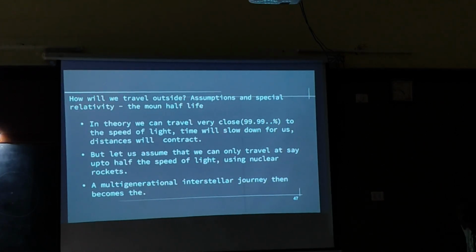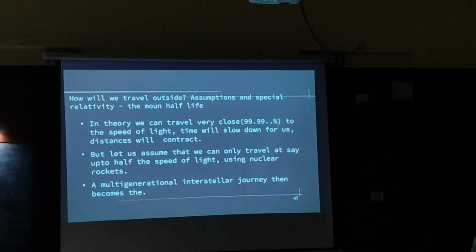In theory it's possible. 30% of the speed of light is possible, but there would be an environmental disaster if we start using nuclear. But say we use nuclear fuel, we can go at 30%. A multi-generational interstellar journey then starts to become feasible.